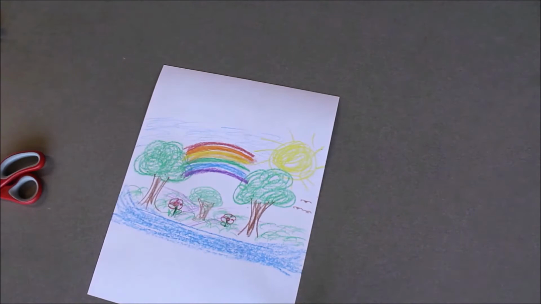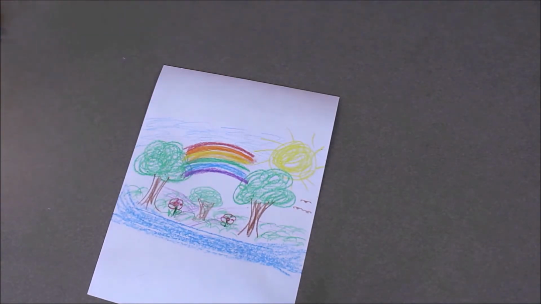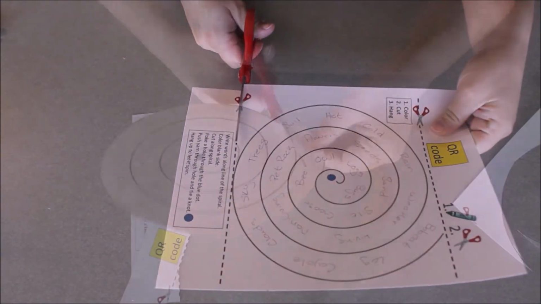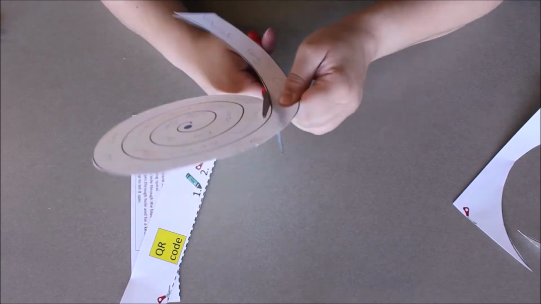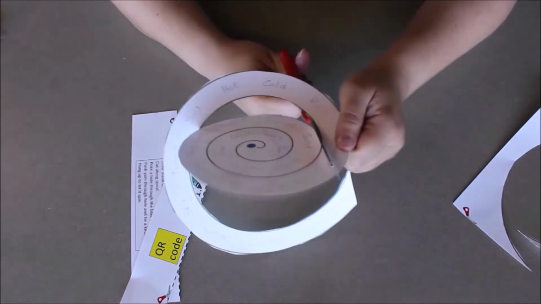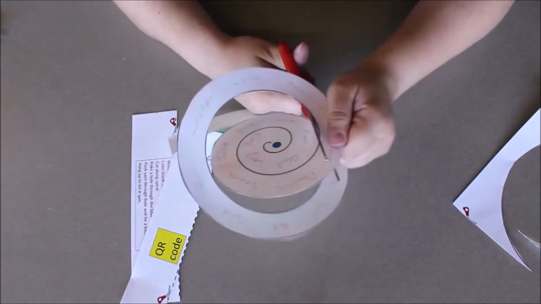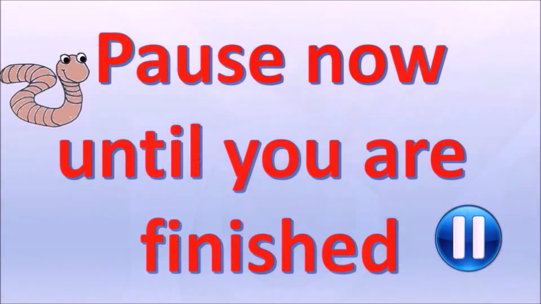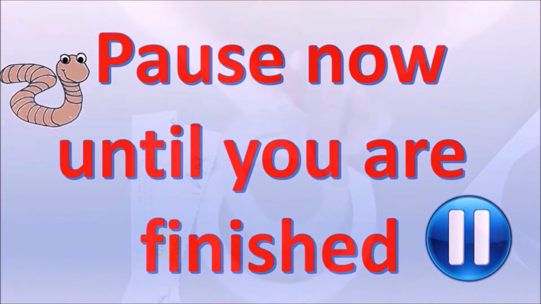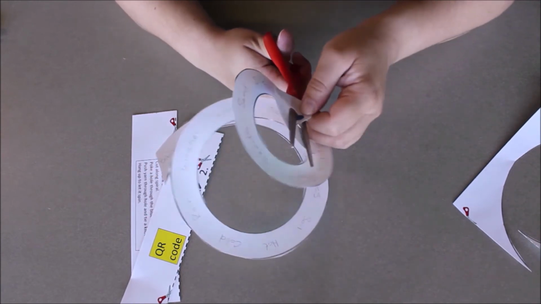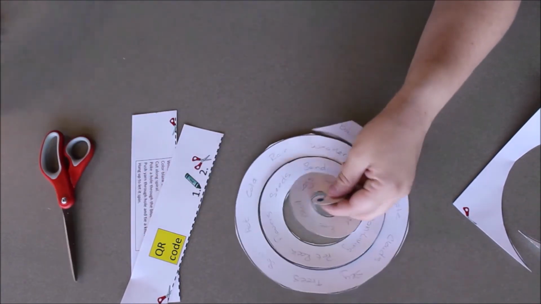Okay, we'll finish up coloring, and then when we're done, we're going to get our scissors. We're going to turn the page over, and we're going to cut the top and the bottom of the paper and cut along the spiral until you get to the end of that line. Pause now until you're finished. Okay, we finished cutting, got to that last part of our line, and we're done with the cutting.